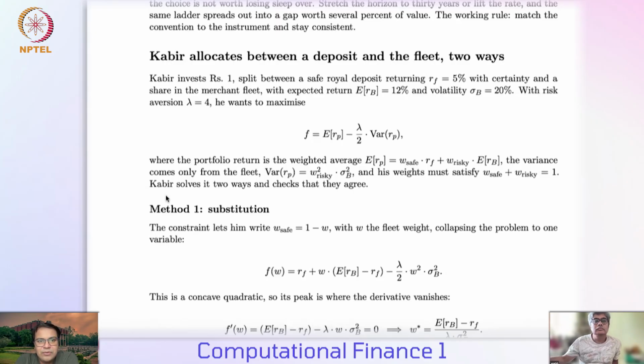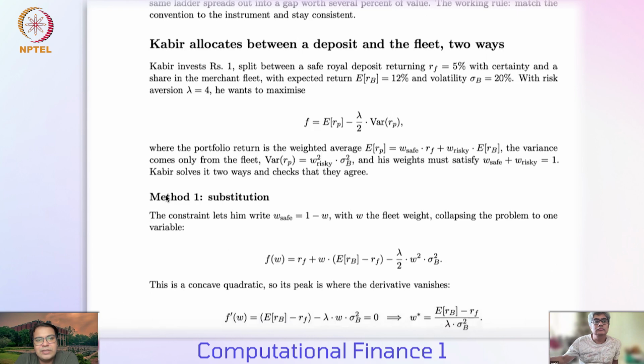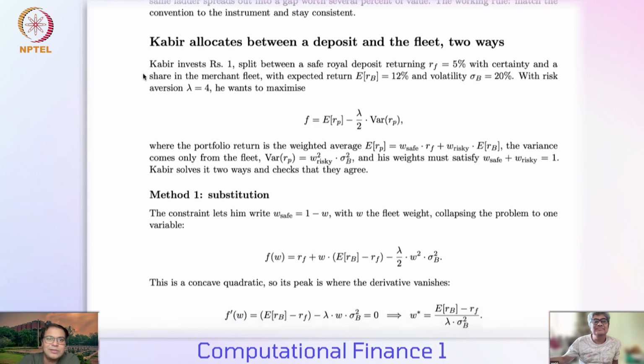So we have Kabir, and he is going to, let's say, invest rupees 1. In case you are thinking, why would anybody want to invest rupees 1? Let's think of it like this: this can be 1 million or something. We are not specifying the units. It's just 1, for us.